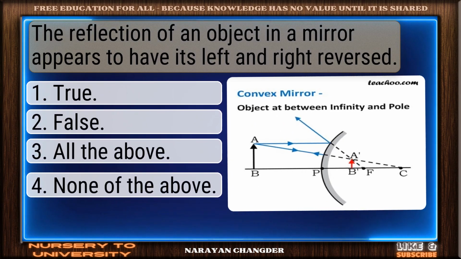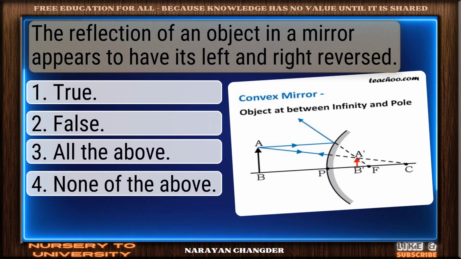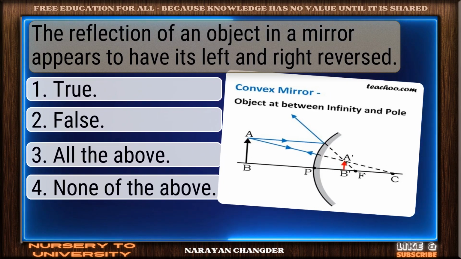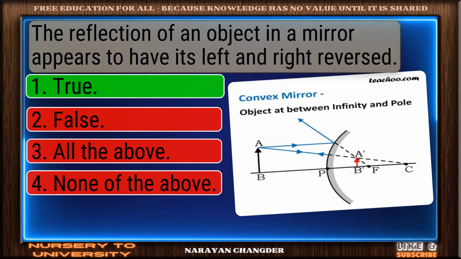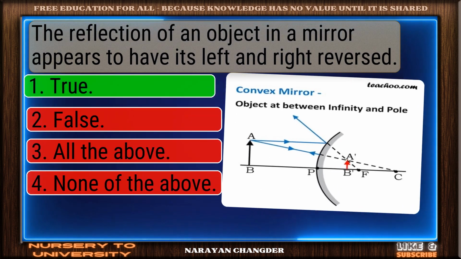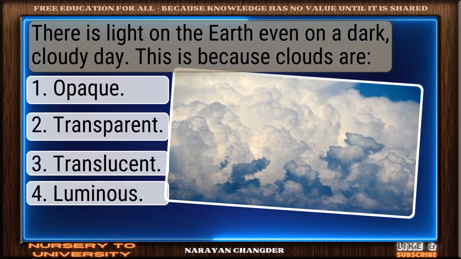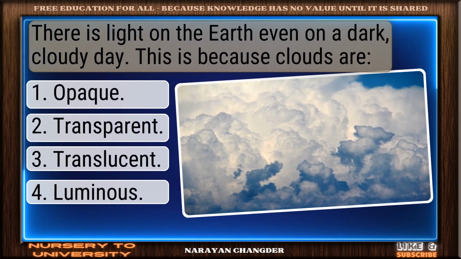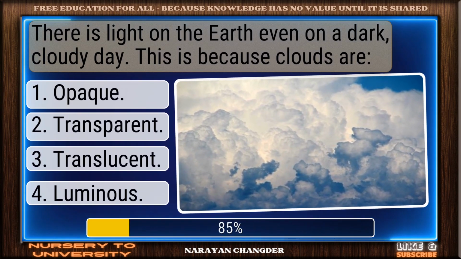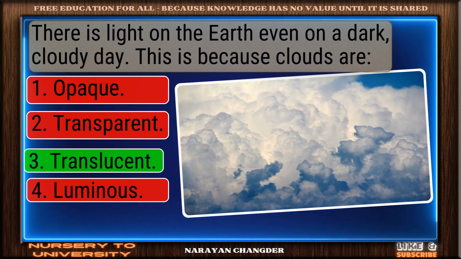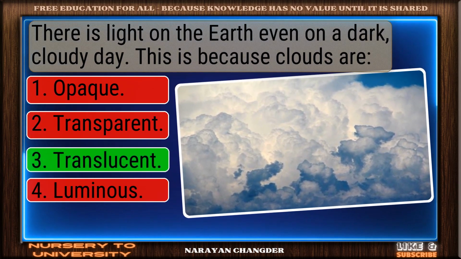The reflection of an object in a mirror appears to have its left and right reversed. Valid point. True is true. There is light on the earth even on a dark, cloudy day. This is because clouds are. Exactly. Translucent makes sense, and it is right choice.